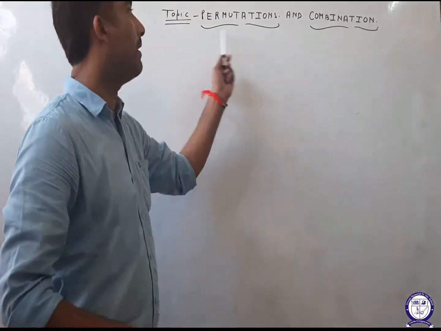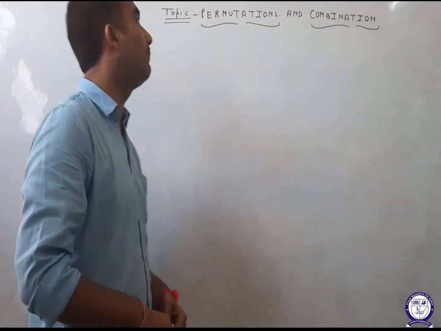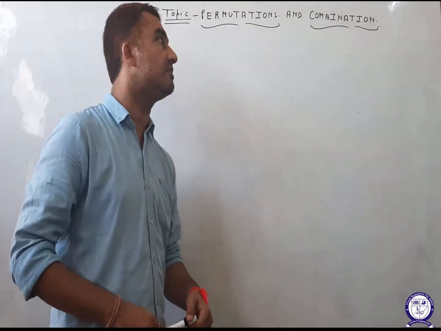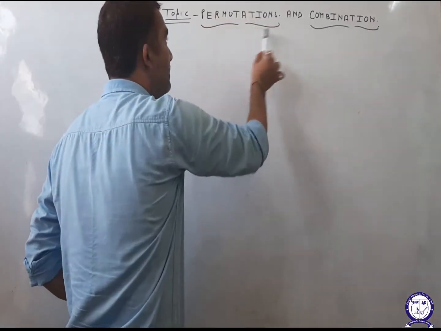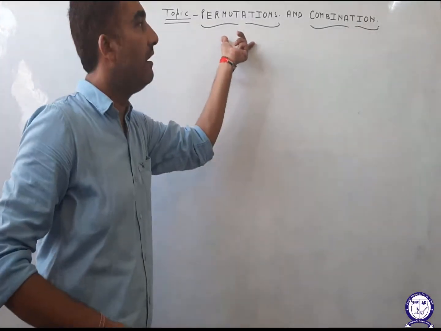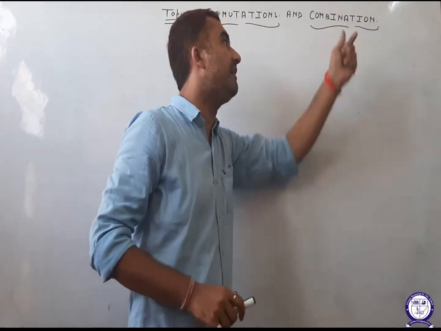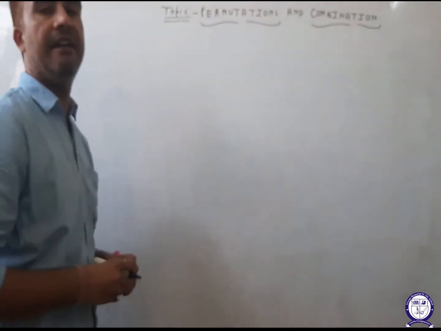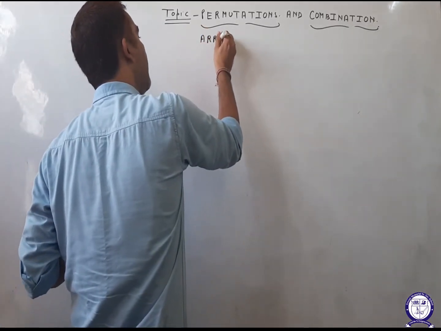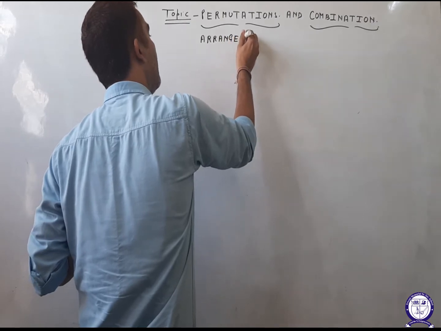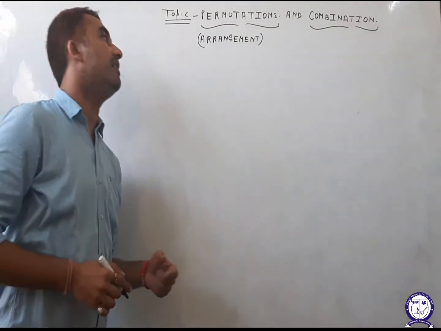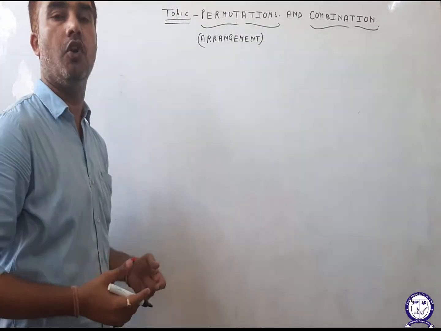Today our topic is permutations and combinations. First of all, we have to understand the meaning of these permutations and combinations. Permutation means arrangement, and combination simply means collection. Permutation can be an arrangement of elements, of alphabets, or of digits.